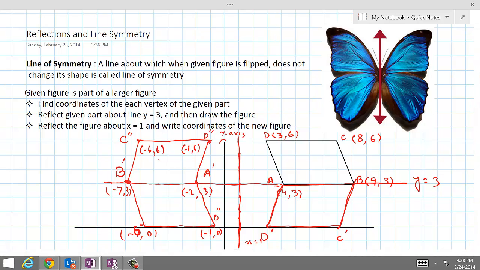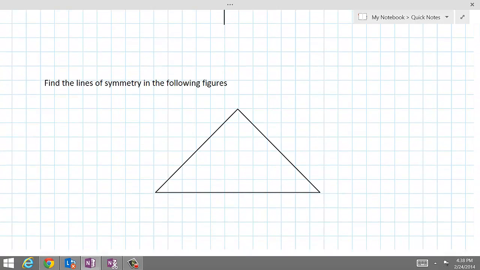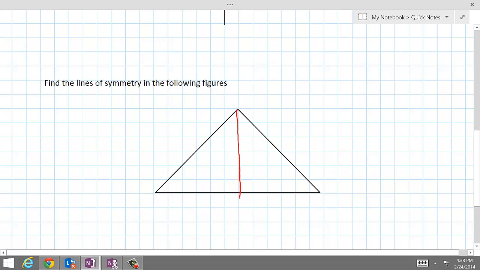Therefore, this question is done, and now we have another question which says find the line of symmetry in the following figure. The line of symmetry here is just about this vertical line. This is the line of symmetry, and there is only one line of symmetry in this triangle here.